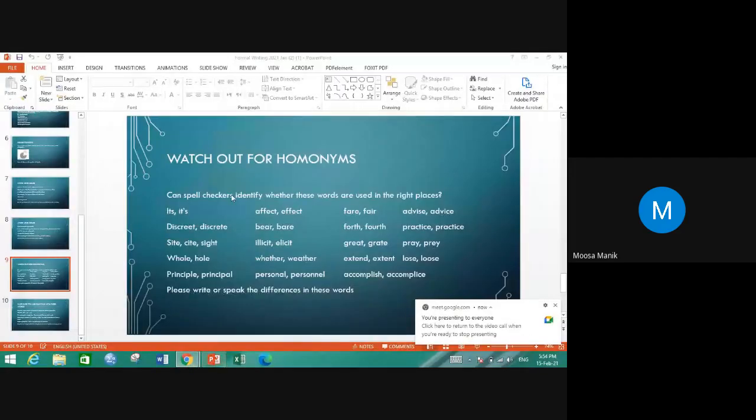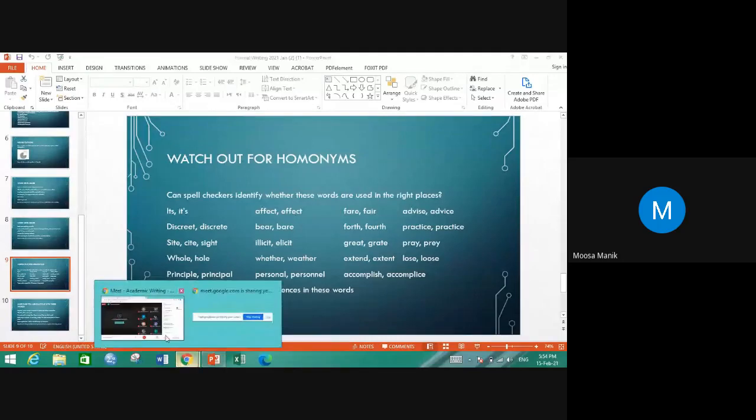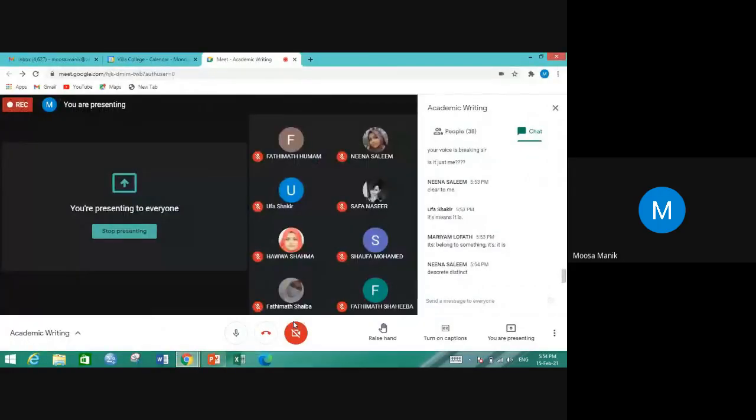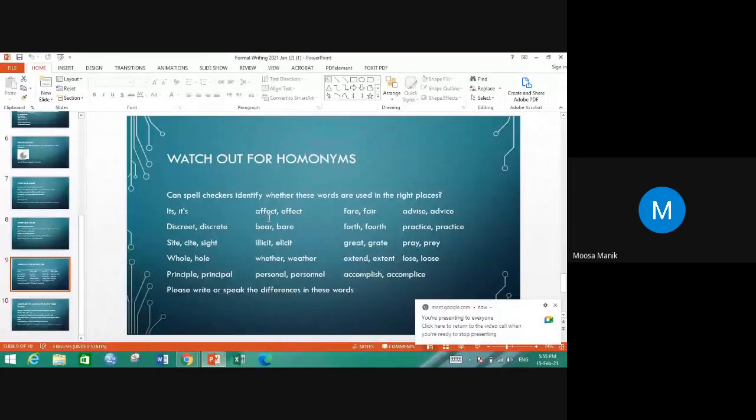Okay, effect and effect. Anybody? Discrete and distinct. Oh no, it's discrete, and the two words are pronounced the same. It's not distinct. See, discrete and discreet.